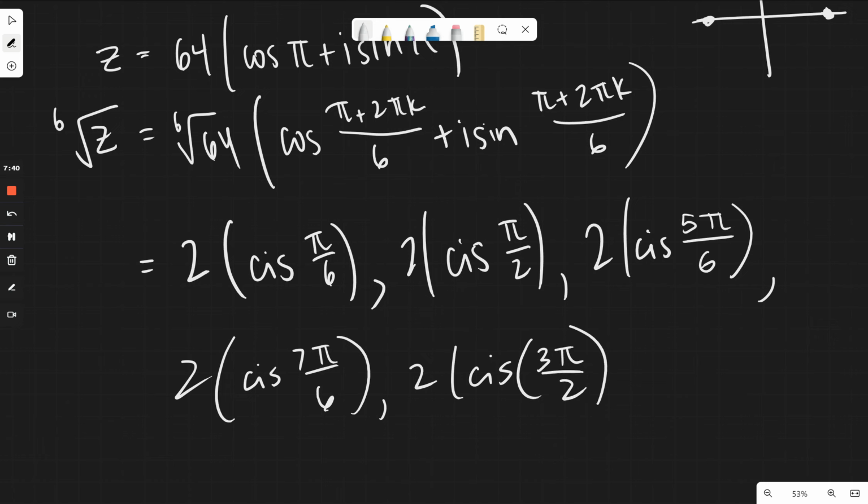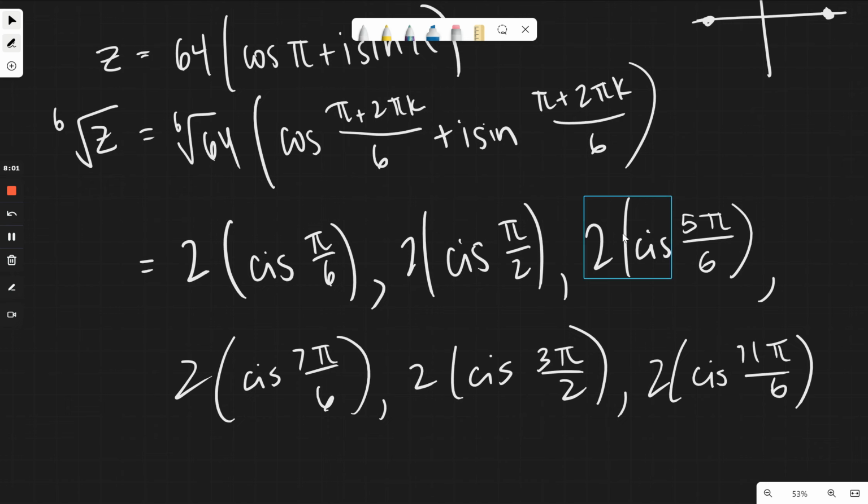And then our sixth and final root is going to be, actually let me erase this, it's not consistent, 2 times cis 11 pi over 6, which if you'll notice, is the number that we raised to the sixth power to get a negative 64, right? So this we can confirm is one of the roots.